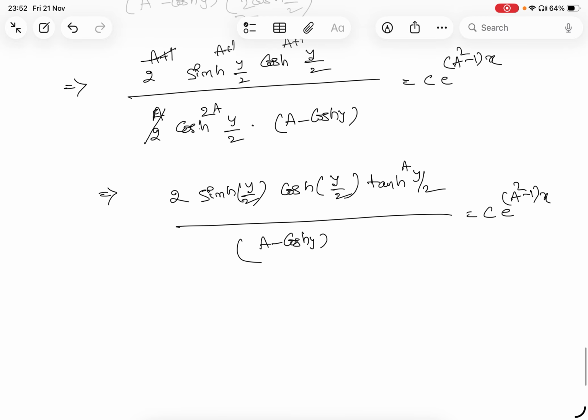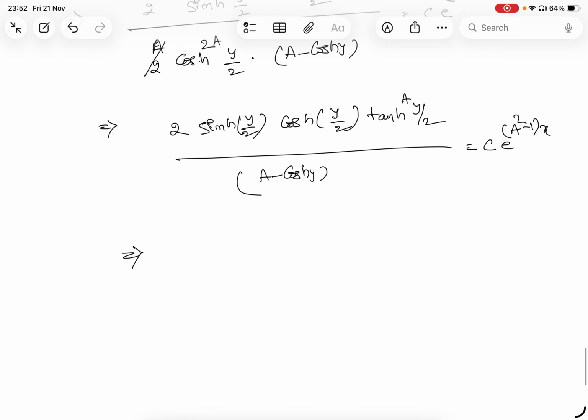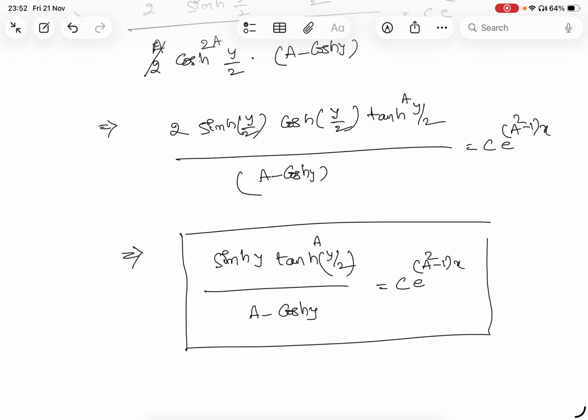Fine. So finally our solution becomes: 2 sin h(y by 2) cos h(y by 2) can be written as sin hy. Then this is (tan h of y by 2) whole power a, by (a minus cos hy), is equal to c into e power of (a square minus 1) into x. Right? So this is the general solution for the given differential equation.